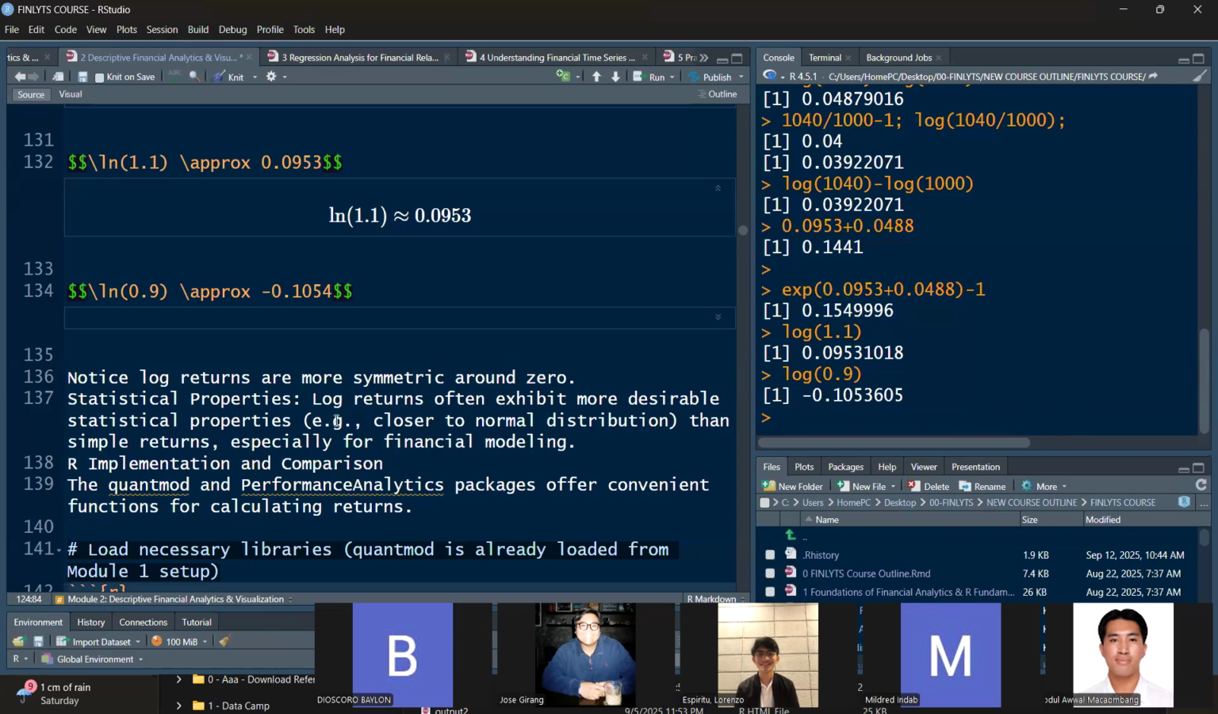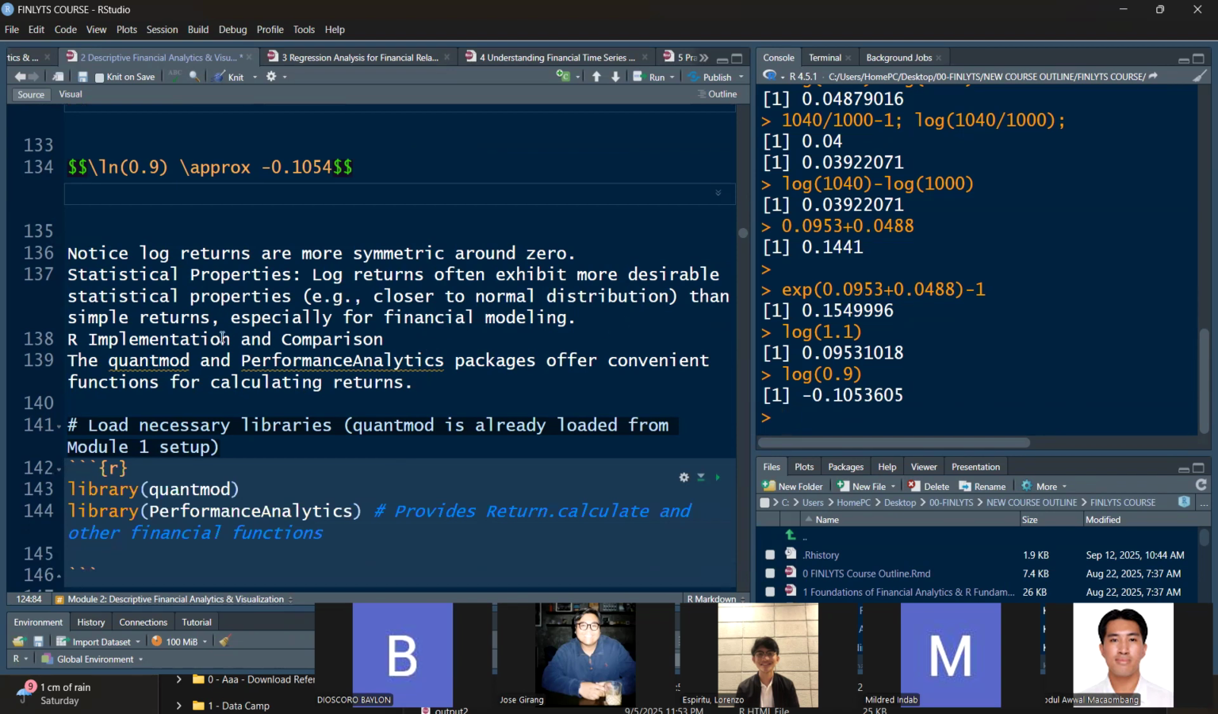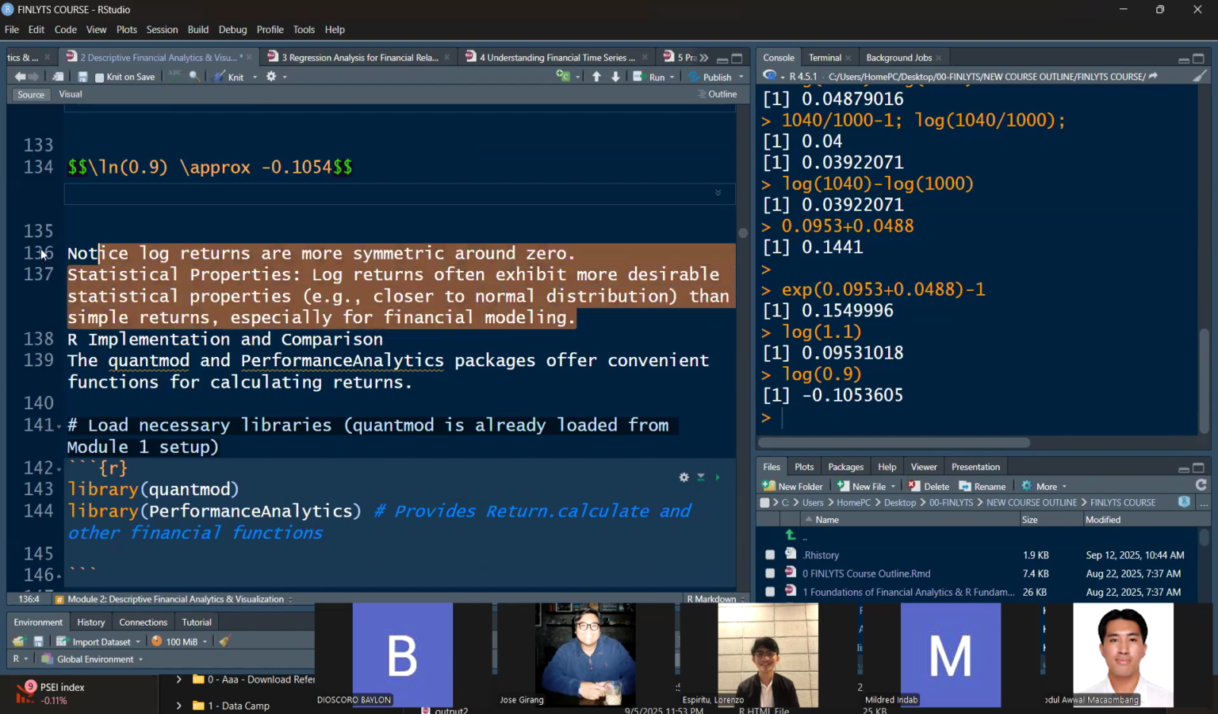Okay, notice that log returns are more symmetric. Log returns often exhibit more desirable properties. That's why I said that log returns are much favored over simple returns. So in all our cases, class, we always use log returns.